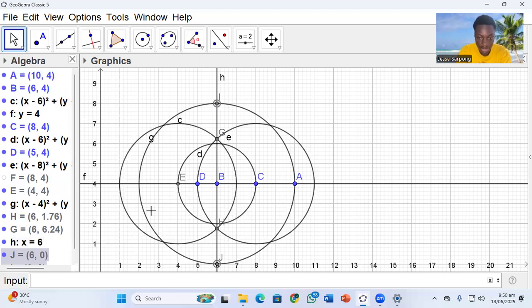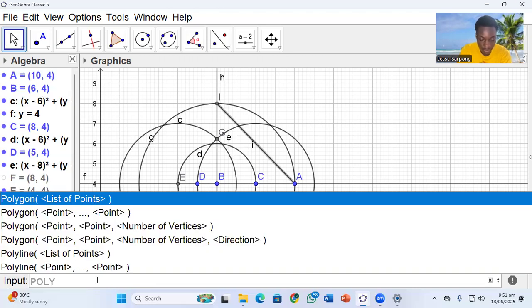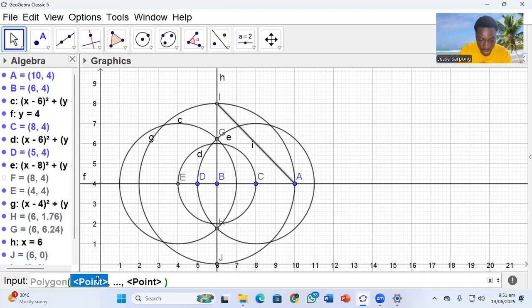We've gotten it. So now we construct a right angle triangle using these three points, I, B, and C. So first I'll do a segment with point I and A. So this is my first triangle. Now I'll do the polygon, with list of points I, A, B. So now GeoGebra recognizes my triangle as a polygon.